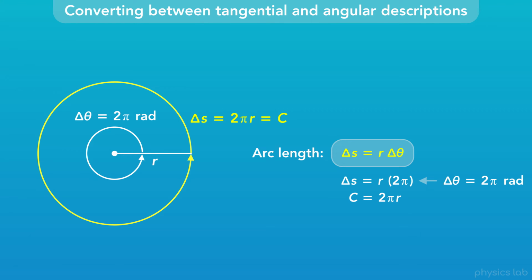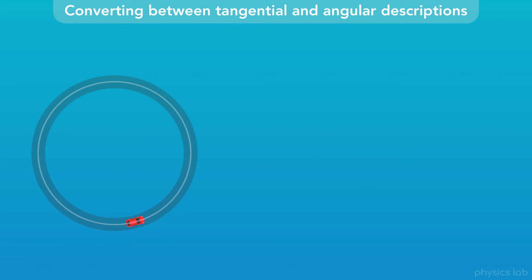So this works for angular and tangential displacements. What if we wanted to convert from an angular velocity to a tangential velocity? Let's say this car is driving around the same circle with a radius of 5 meters and an angular velocity of pi over 2 radians per second. What's the car's tangential velocity?